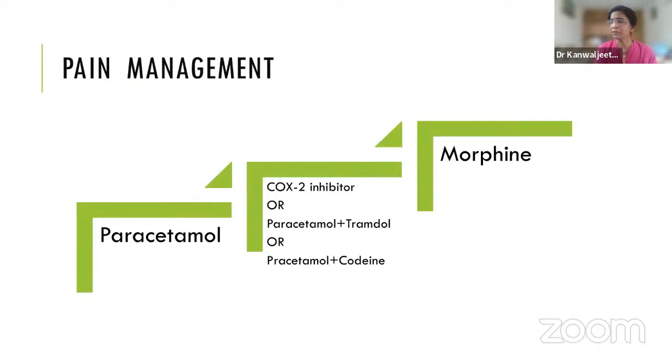Why does pain occur in the joint? Whenever there is a bleed in the joint space, there is stretching of the capsule, and this stretching of the capsule is painful and requires pain control. Paracetamol is a safe drug, and if it is not enough, then we can use COX-2 inhibitors or combine paracetamol with tramadol. NSAIDs should never be used.